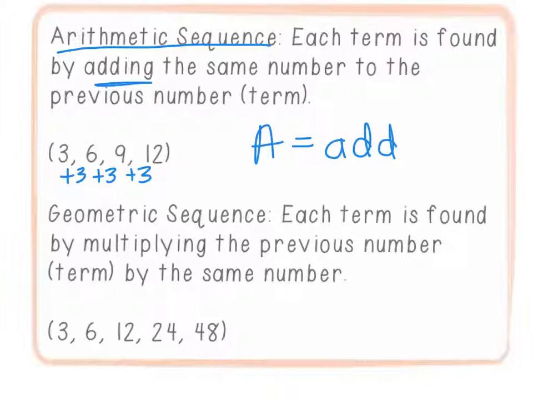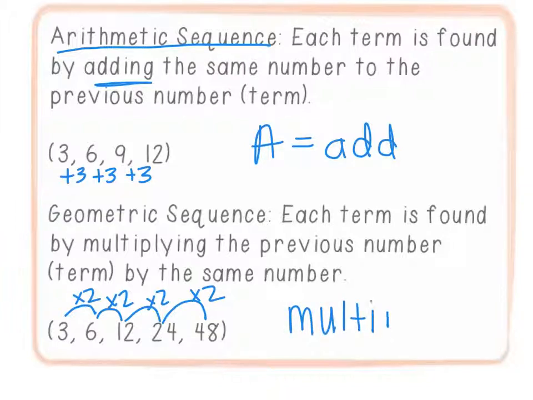For geometric sequence, it says each term is found by multiplying the previous number by the same number. So for this list, 3, you have to go times 2 to get to 6, times 2 gets us to 12, times 2 to 24, and 24 to 48 is times 2. So this time we're not adding, it's geometric, and you're just going to be multiplying. This one I don't have a trick for. So basically just know that arithmetic means add, and then you'll know that the other one is just multiply.